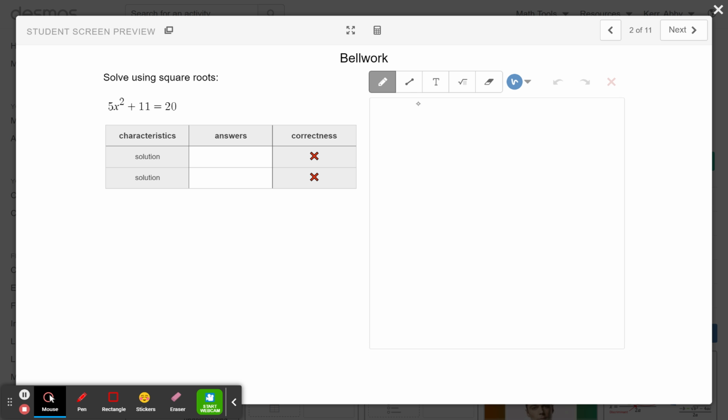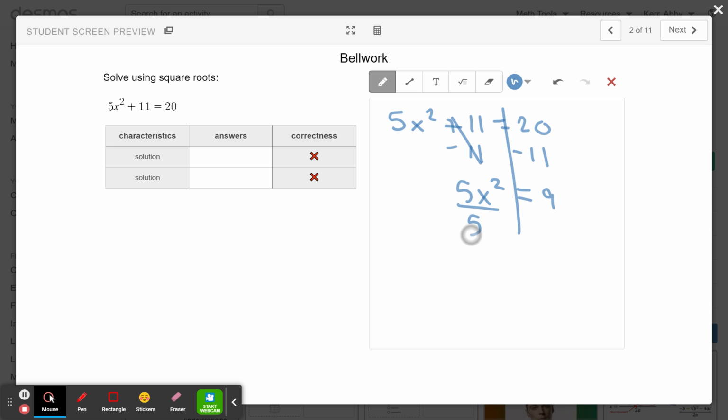So what we want to do is type or write the three-step equation, or the multi-step. To undo adding 11, we minus 11. So then 20 minus 11 is going to be 9. Divide by 5. And now we're left with x squared.